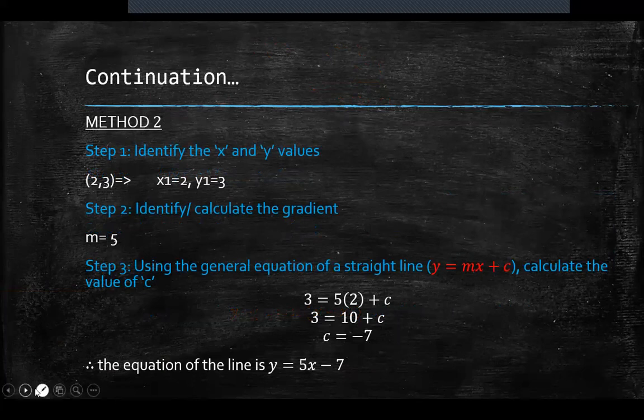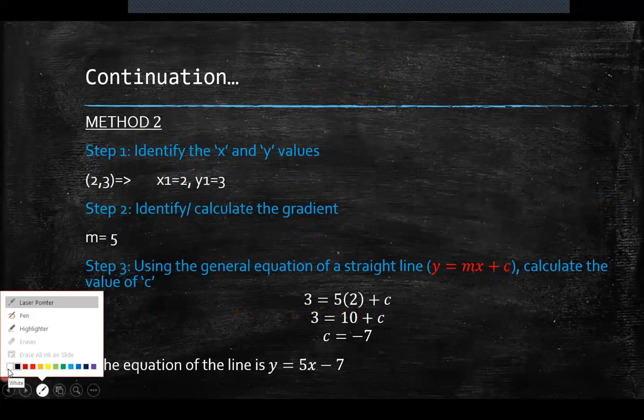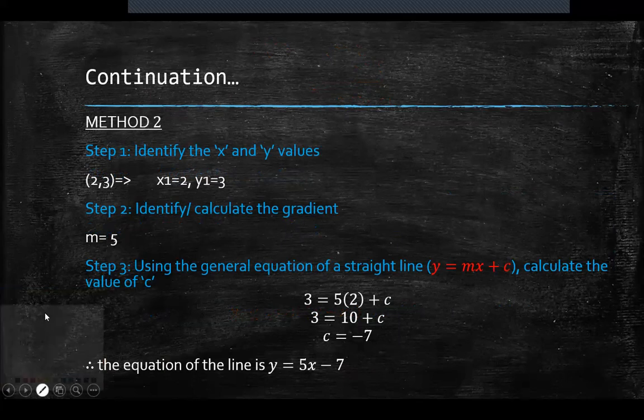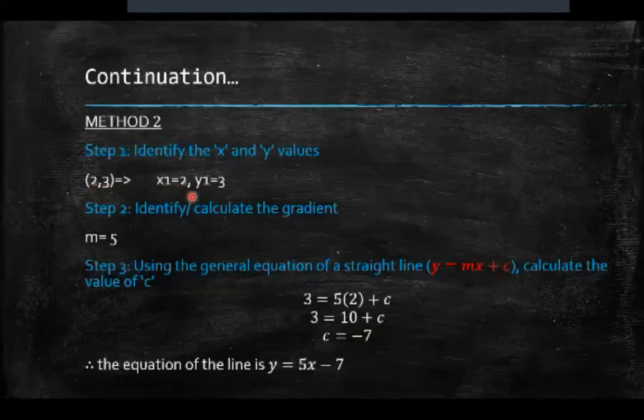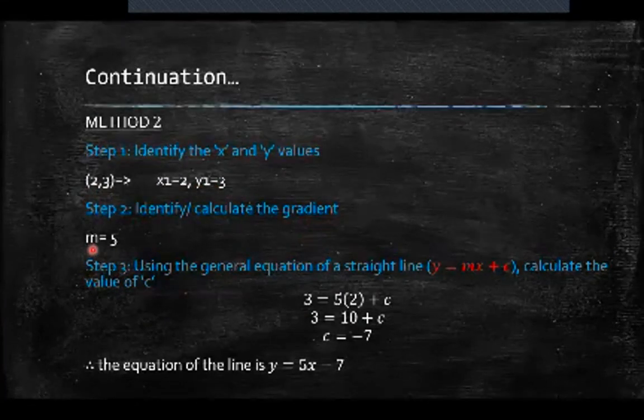Second method. Like I said, there are two methods, whichever one you want to do. The first and second step is the same. Identify your x and y values, the coordinates. So x1 is 2, y1 is 3. Step 2, identify or calculate the gradient. In this case the gradient was given, so all you have to do is identify. m is equal to 5. Third step, this is where it changes. Using the general equation of a line, y is equal to mx plus c, calculate the value of c.